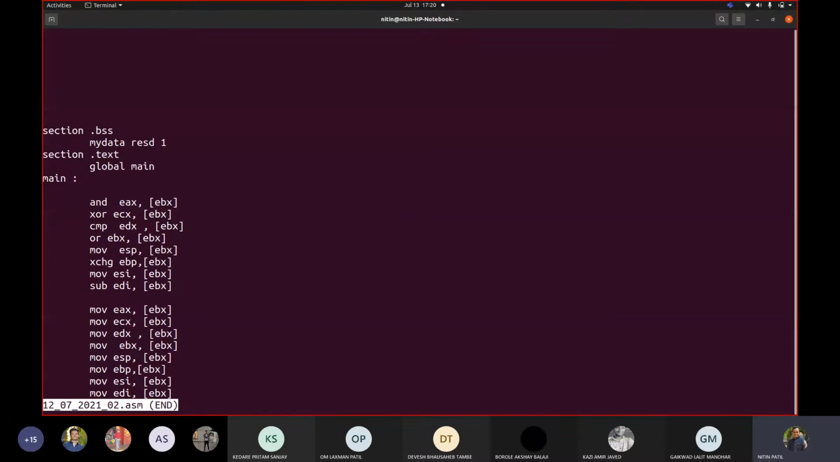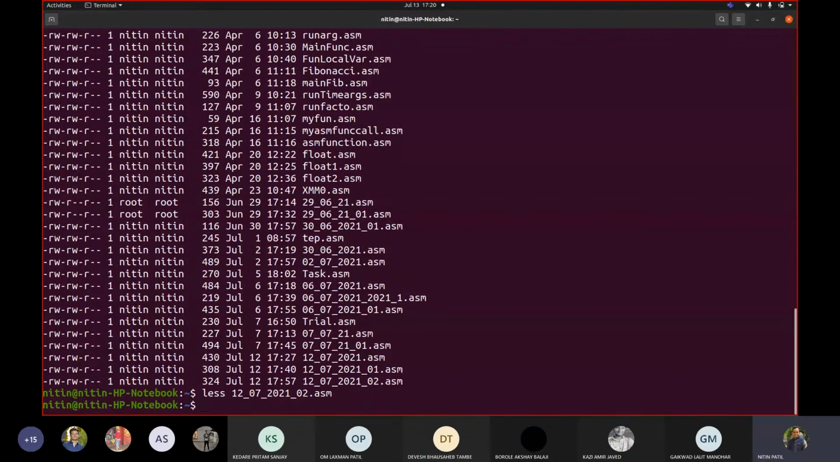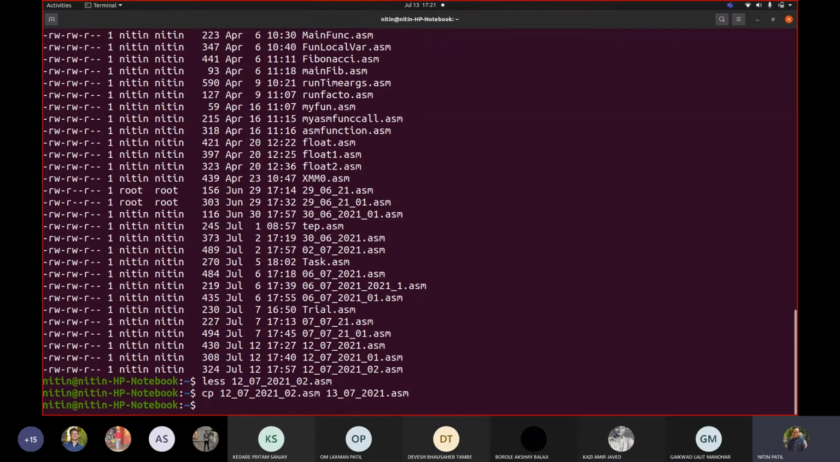This was the code which was given, so I will take the same code. So cp 1307 2021 02.asm to 1307 2021.asm. We are interested in this code now.